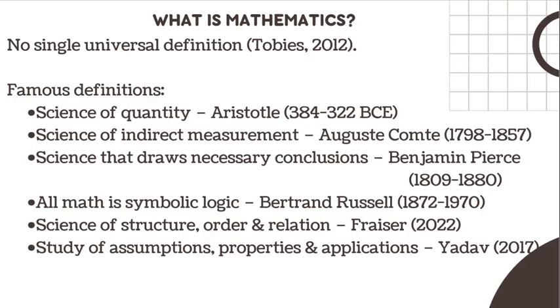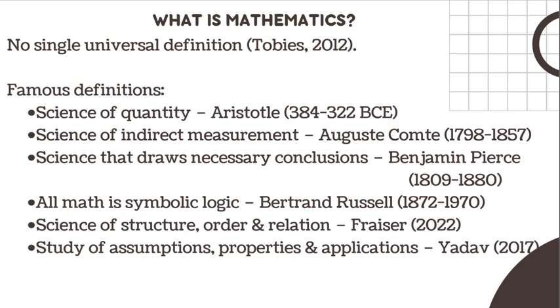So we have also discussed the nature of mathematics. So from those characteristics, or from those five natures of mathematics, what is mathematics? So there is no single universal definition of mathematics, according to Tobis. So over history, many thinkers have proposed their own meanings.